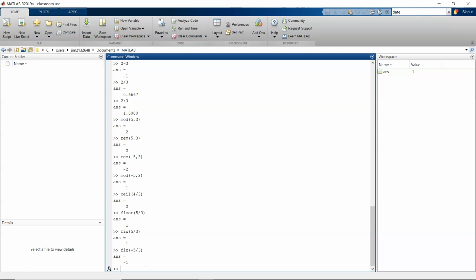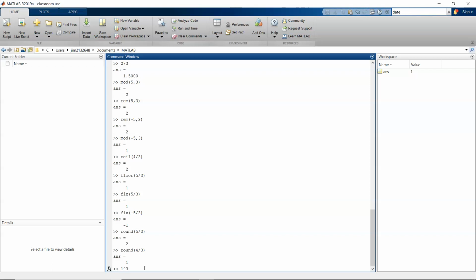And then, let's see, what else? Round rounds to the nearest. Rounding of 5/3 will go to the upper one, and rounding of 4/3 will go to the lower one. Working with exponents.